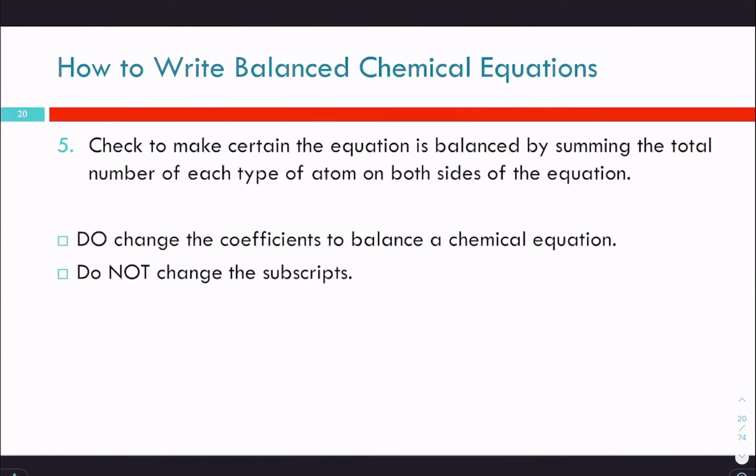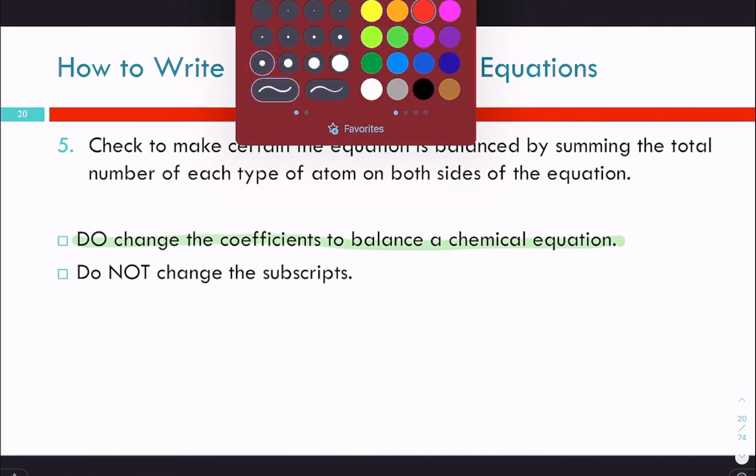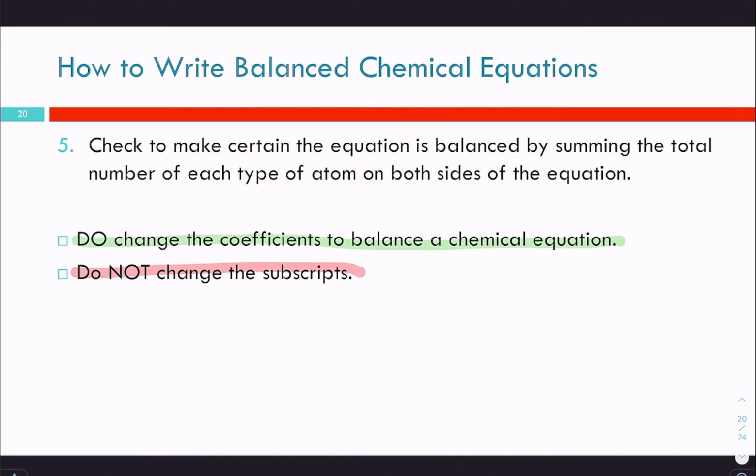Then the last step is to check to make certain the equation is balanced by summing the total number of each type of atom on both sides. And then this is key. Do change the coefficients. Do not change the subscripts. Because if you change the subscript, you change the molecule. It becomes something else. It's not very green. Okay, so we'll put this into practice now.